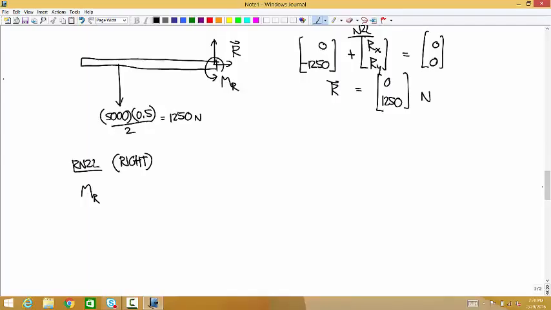1/3. So that's 1/3 times 1250. And then if this is the about point, if you imagine a hinge at the wall, would that force produce a clockwise or counterclockwise rotation? Counter, so this is positive. And that's equal to 0. So what do you get for MR? 416.67. Negative 416.67 newton meters.